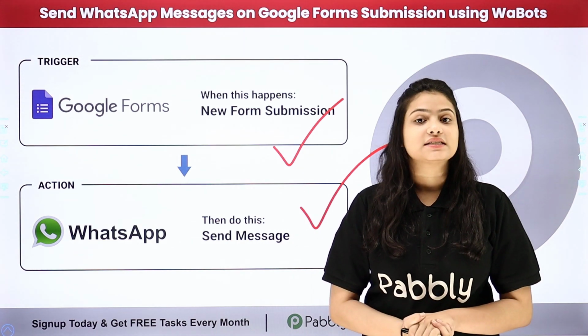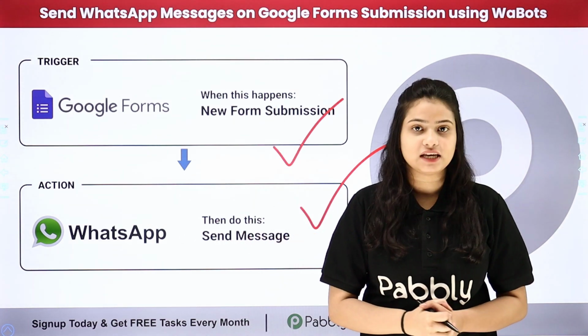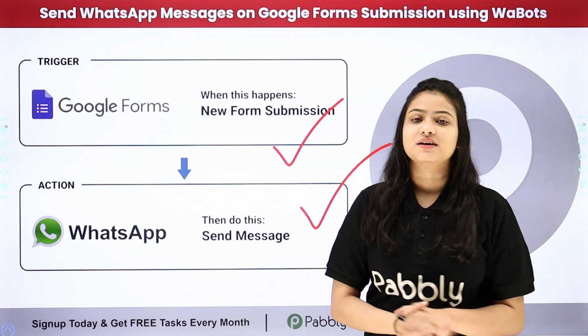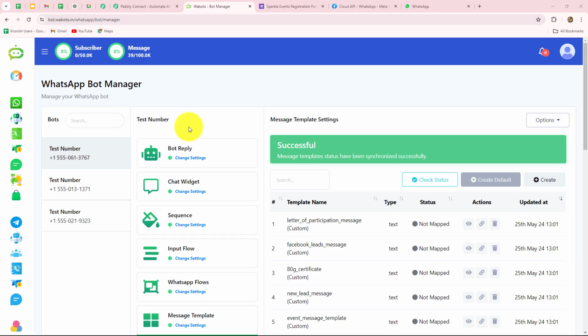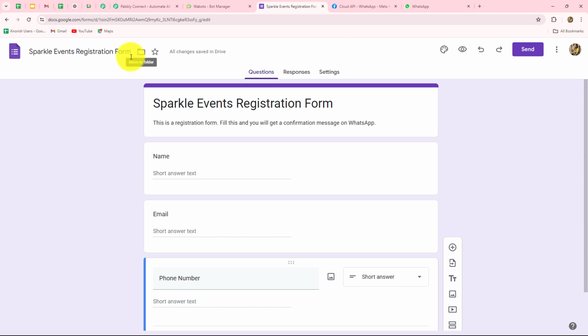And I am going to automate this entire process with the help of Pabbly Connect by setting up a connection between these two applications. To learn the entire automation step by step, let me take you all towards my screen. In this video, I am going to show you step by step how we can automatically send a WhatsApp message whenever a Google form is submitted with the help of WaBots.